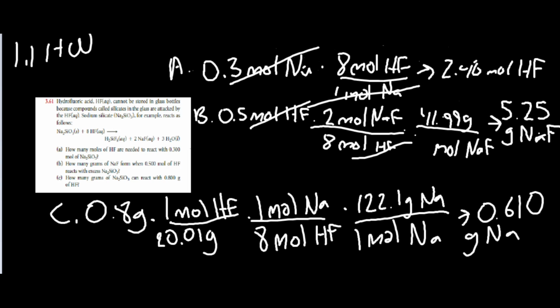By converting to grams, you're going to use the molar mass, which you can find using a calculator, the periodic table, or Google. I use Google. And from that, you're going to be able to cancel your units and get to your final answer in grams. So grams of NaF, which is 5.25.